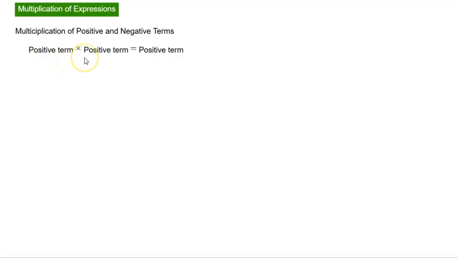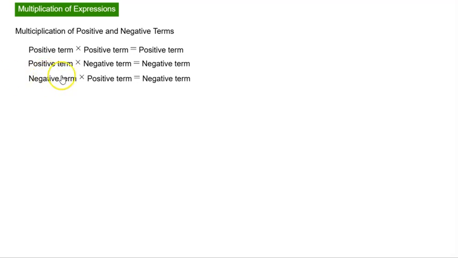Positive term multiplied by positive term gives us a positive term. When one of them is positive and the other is negative, we get a negative term. Whereas when both are negative, we get a positive term. So keeping this in mind, let's do some multiplications.